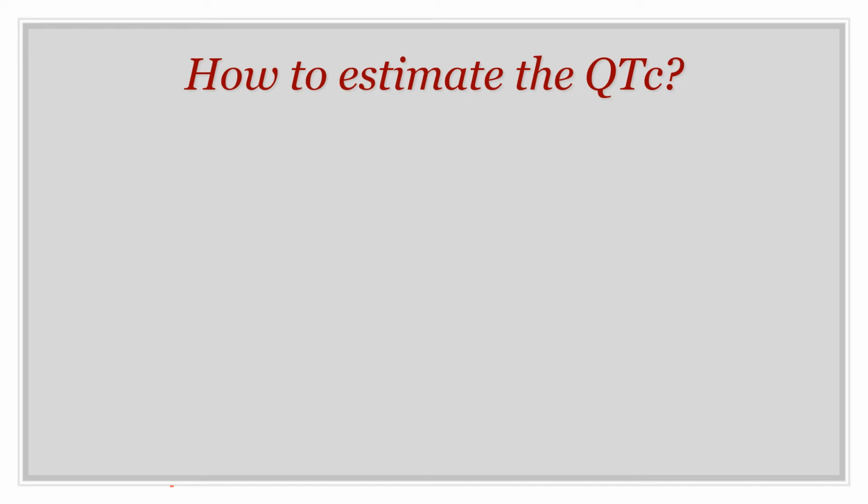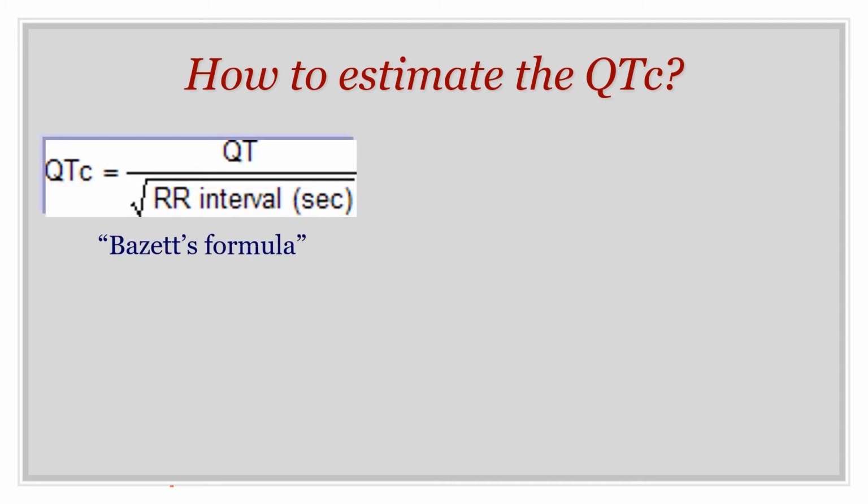Good. So how do we estimate the QT interval? There are many different ways. If you're going to stick to accuracy, there are so many different formulae. This is one of them, the Bazett formula. You can use this to calculate your QTc, the corrected QT interval. And there are so many others.